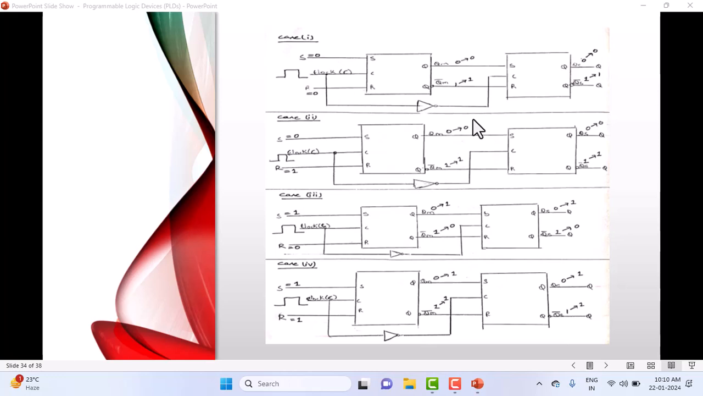Okay? This is called an undefined kind of state. Both going to 1, output going to 1 is not expected here. So therefore, this kind of state is called undefined. How does this happen? Let us see here.